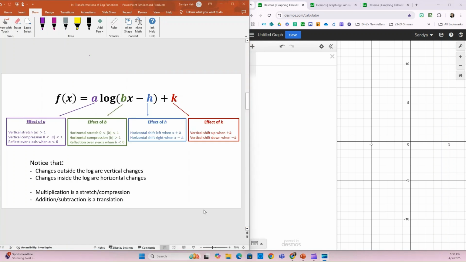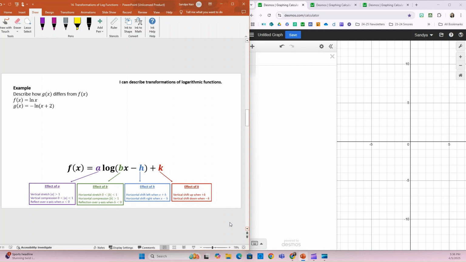We'll use these notes as a guide to help us as we look through some examples of how the values of a, b, h, and k affect transformations of the logarithmic function. So let's describe how g of x differs from f of x. So f of x is the natural log of x, so that's the parent function. And then we want to think about how negative natural log of x plus 2 is going to be transformed from that function. So notice the changes we have. We have the negative in front, and we also have this plus 2.